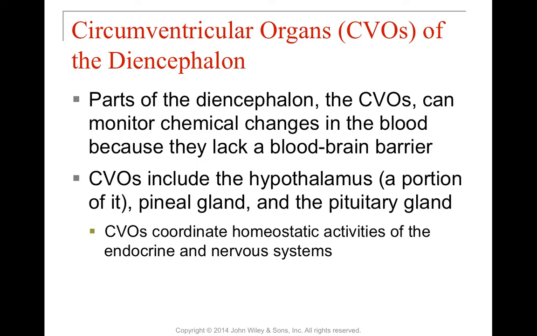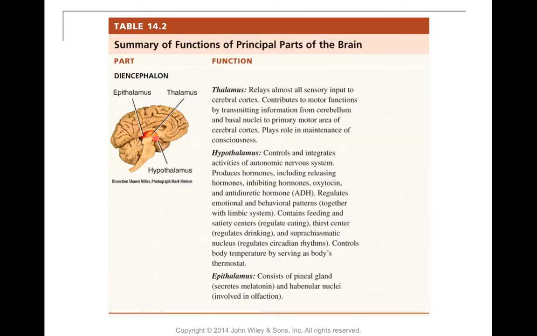And CVOs actually include part of the hypothalamus, the pineal gland, the pituitary gland, and a couple of the other nearby structures, and their job is to coordinate all of the homeostatic activities of both the endocrine and the nervous systems. And incidentally, they're also thought to be the site of entry of HIV into the brain because, again, certain things are not able to go across that blood-brain barrier. That's going to include viruses, but because this region doesn't have a blood-brain barrier, viruses are able to get to it and cause infection.